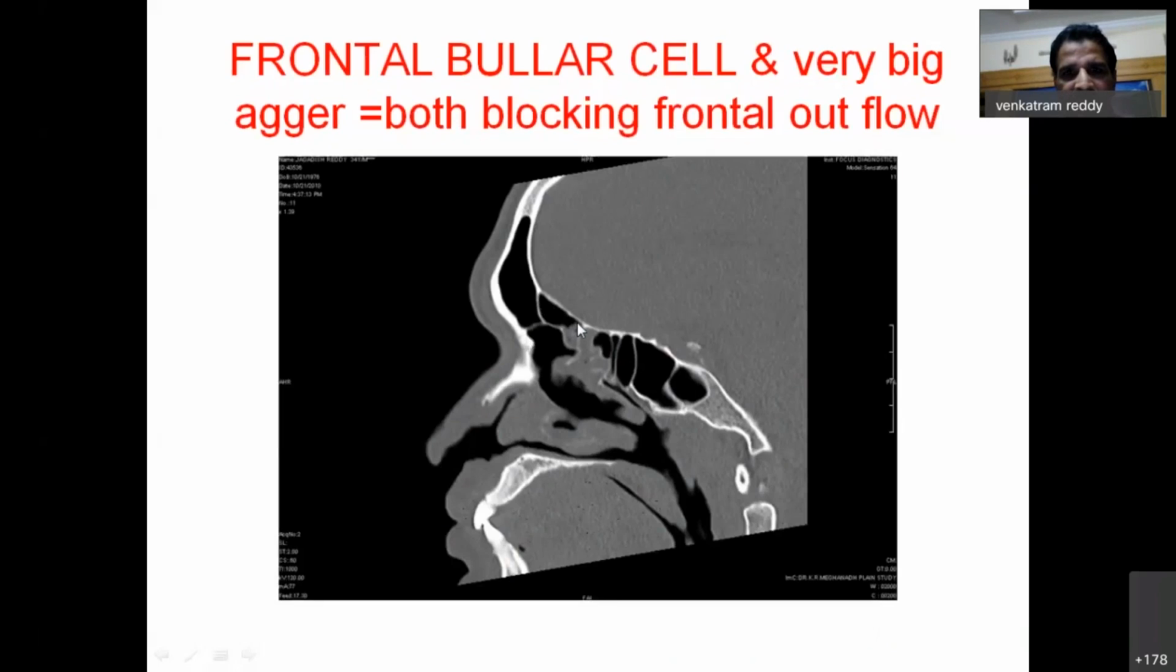And this is blocking the frontal sinus. This is a large agger nasi cell. You can see this is a large agger nasi, and it is merging with the skull base. This is the frontobullar cell. So we need to break the agger nasi cell from behind, and we need to break this particular cell from the anterior side.